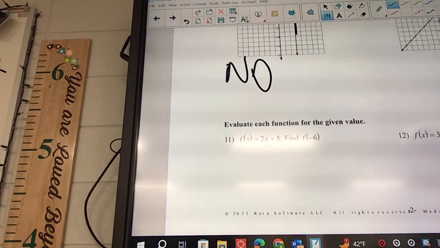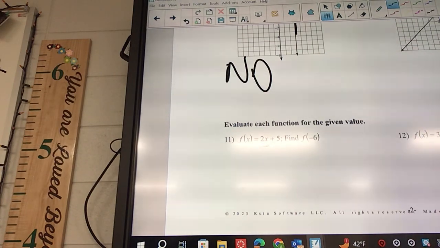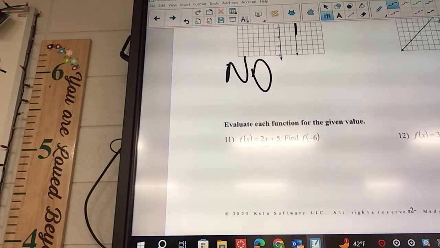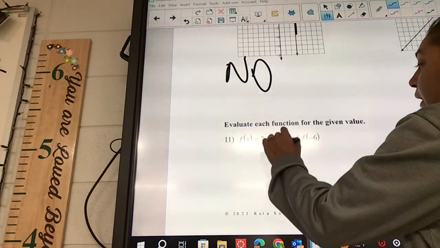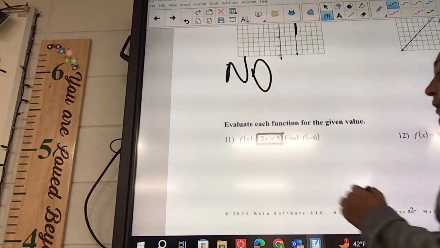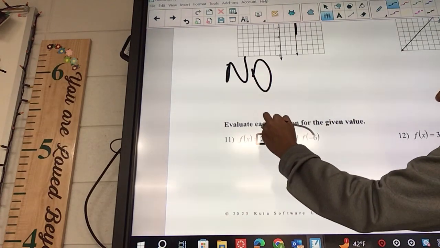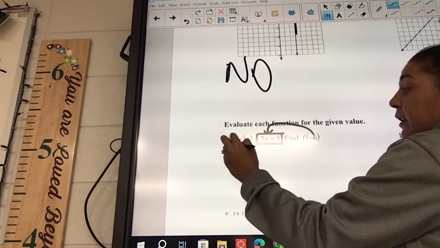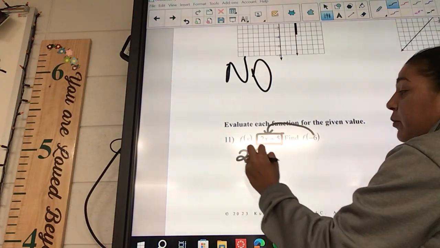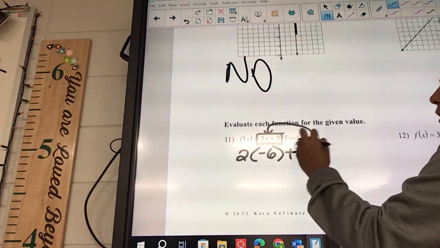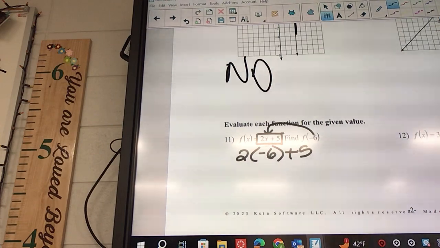Okay, number 11 is all about evaluating functions. Everywhere there's an x, we are plugging in what number? Negative 6. So we're using this part and plugging in negative 6 everywhere there's an x. This is what you're going to type in your calculator: 2, parentheses, negative 6, close parentheses, plus 5. Negative 7. Somebody agree?